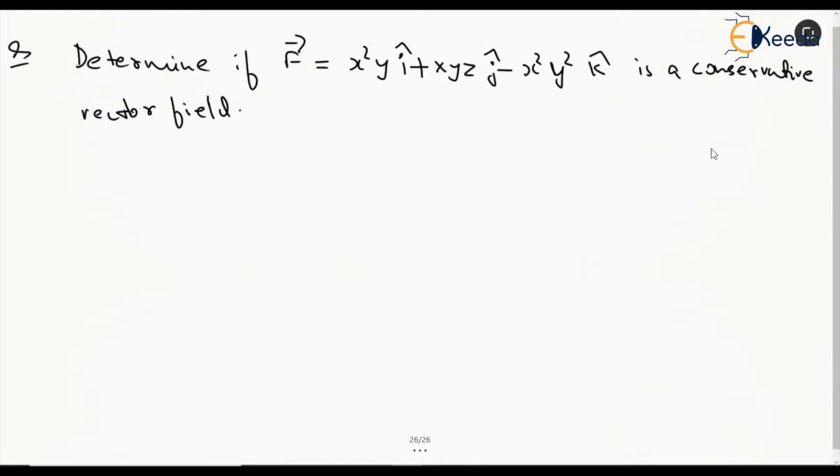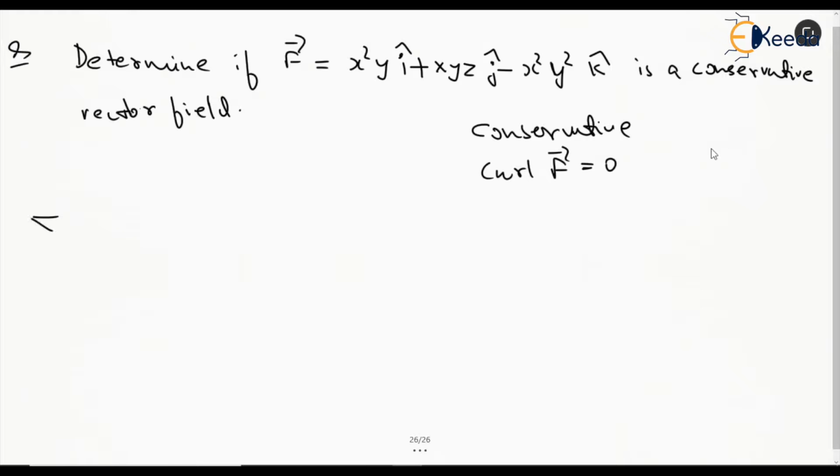What we can do is use a concept we know: once the field is conservative, the curl of that field will become 0, right? This is what we know, and that makes it irrotational also. So in short, we have to find the curl of this vector and check whether it is non-zero or 0.